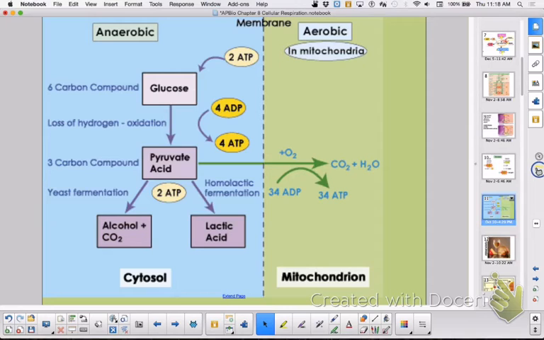Where do they do it? In the cytoplasm. What do you start out with? Glucose. How many carbons? 6. Everybody be right here. There's more we're going to add on. 6. What are we going to do?